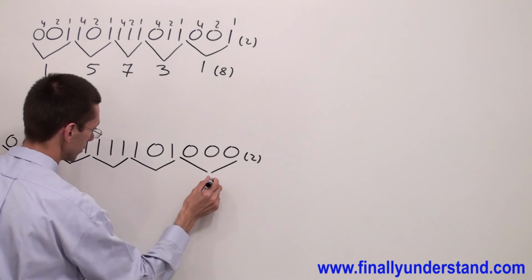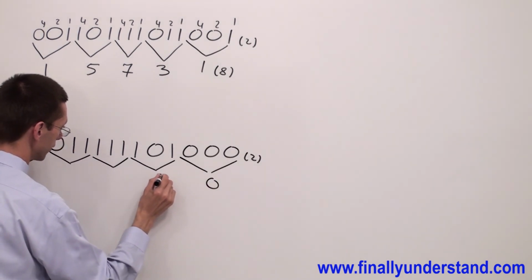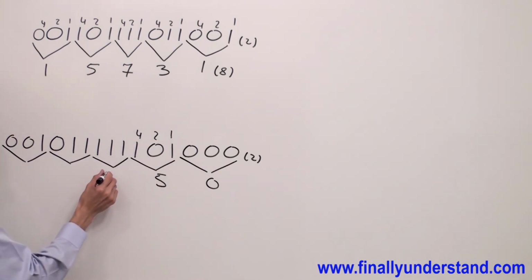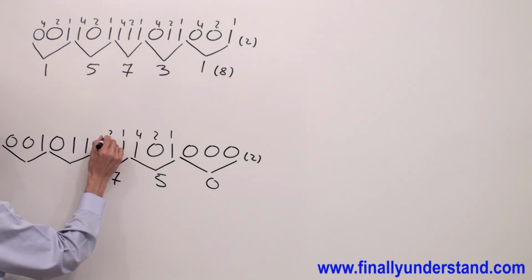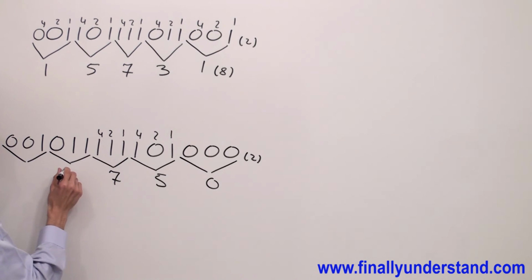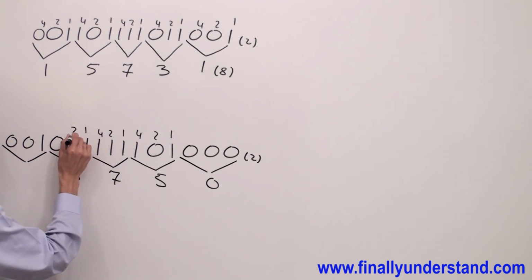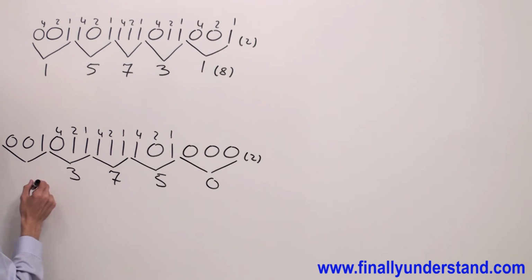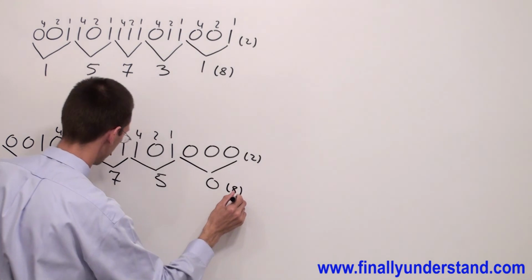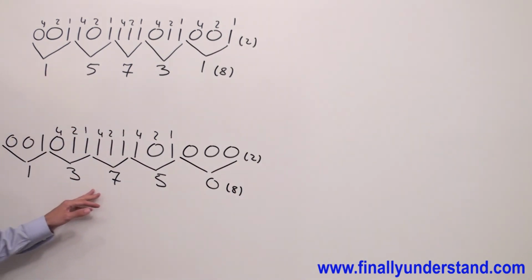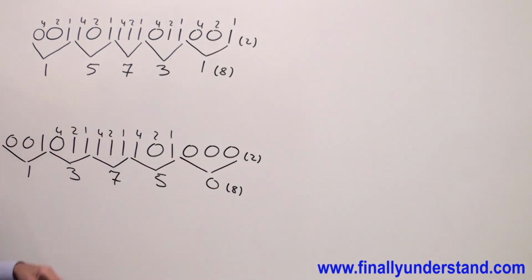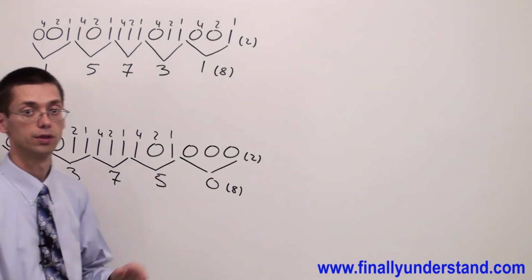This is binary 0. This is binary 5, because I have 1, 2, 4. 4 plus 1 is equal to 5. This is binary 7, because I have 1, 2, 4. 4 plus 2 plus 1 is 7. And I have 3, 1, 2, 4. 2 plus 1 is 3. And I have 1. Of course, this is base 8. So 13,750 base 8 is equivalent to this binary number. And these are the solutions to my problems.